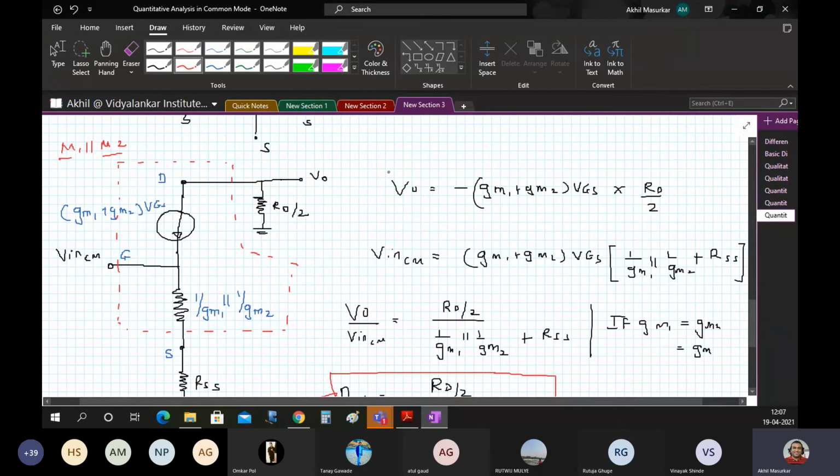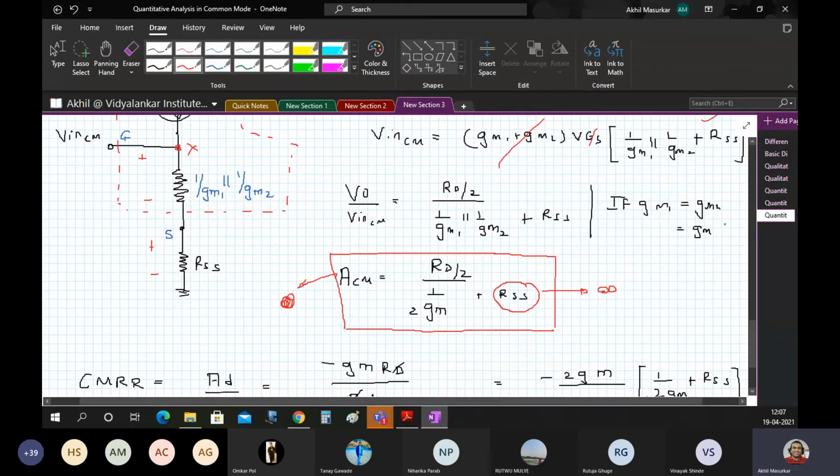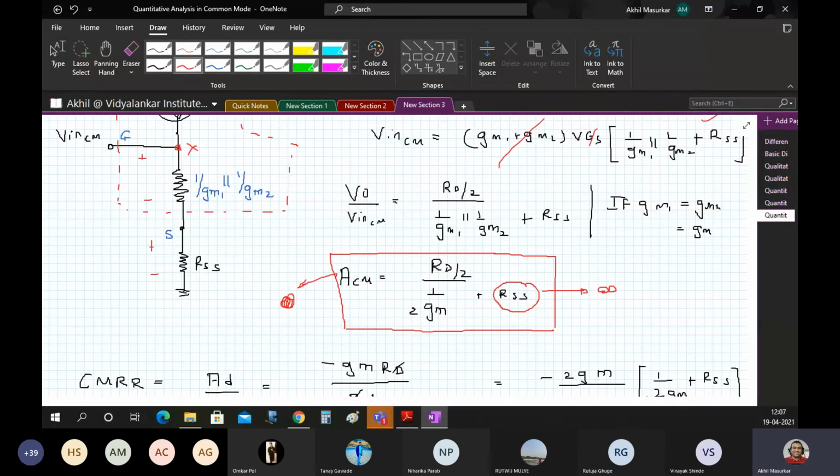Once we do that, we get V0 as minus of the current flowing through RD by 2, which is gm1 plus gm2 VGS, and so I multiply that. Vin CM is the voltage drop across this resistance and this one, and the current flowing through these two resistances is nothing but, I will say I, and I is equal to this value. So whatever that value is, that cancels out. VGS cancels out with this, and what remains is these two terms which I wrote here. Then I made a special case: what if gm1 is equal to gm2? So I get ACM, similar to what we did in the differential formula calculation.